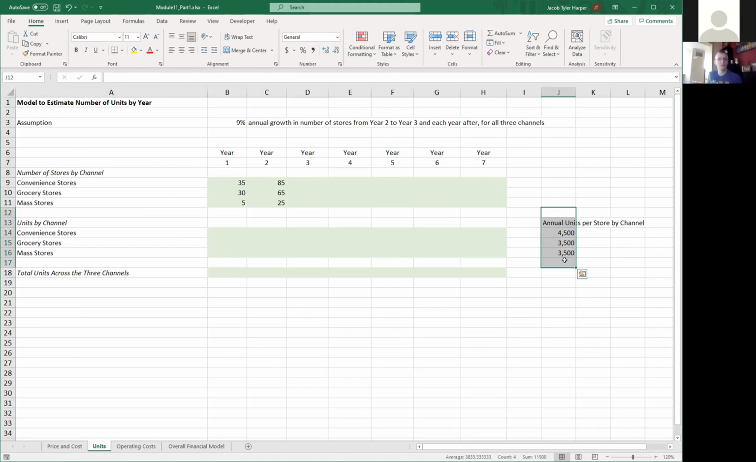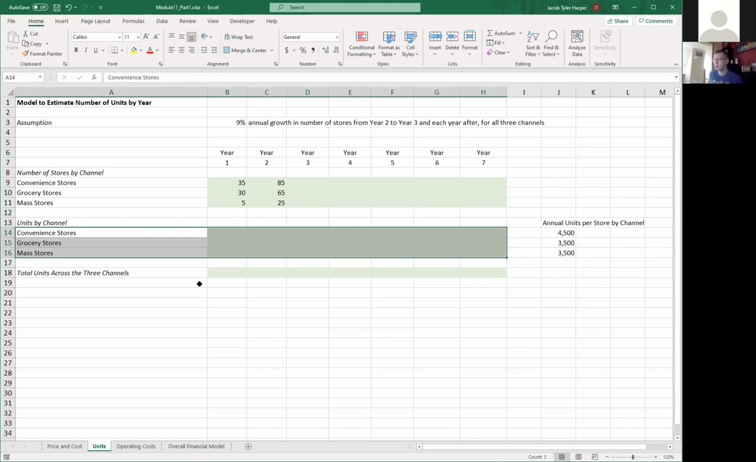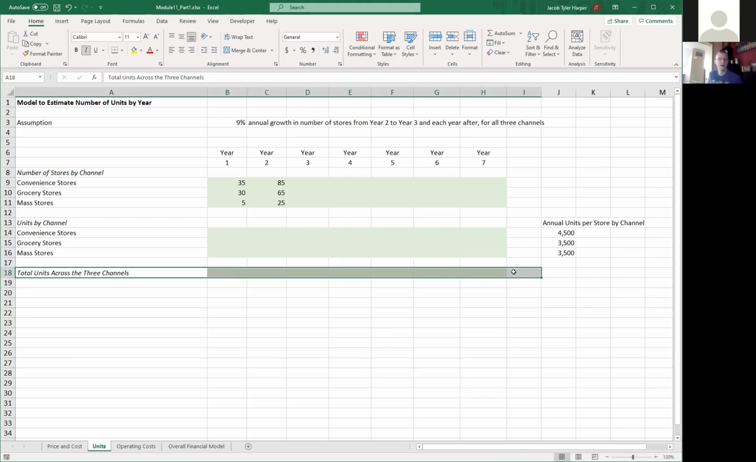Also, once we know how many stores are going to carry our product, these numbers over to the right will tell us how many units of our product are in each of those stores, and that'll allow us to figure out how many total units we're going to sell down here, and we add them all up, which will eventually allow us to compute our revenue.